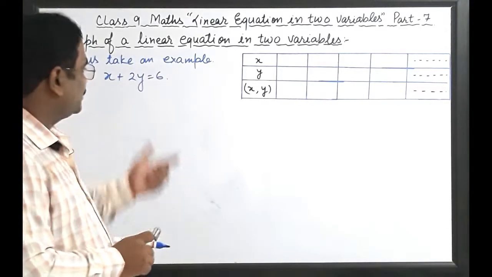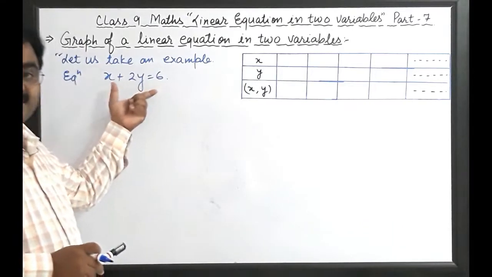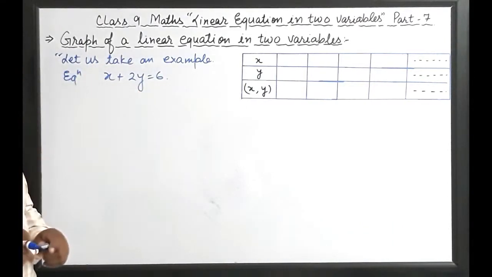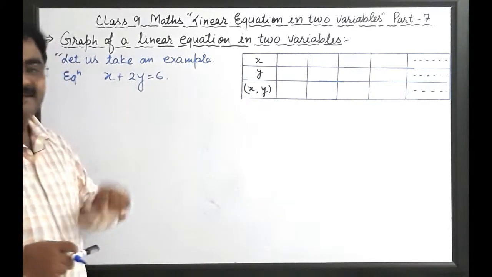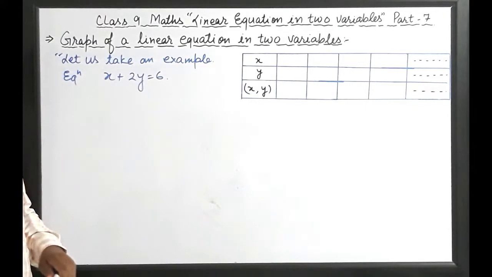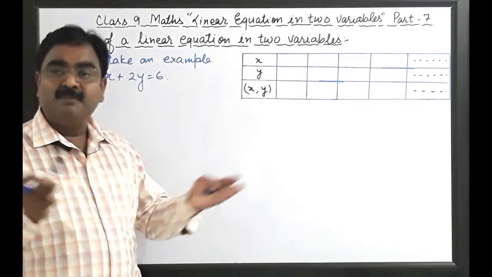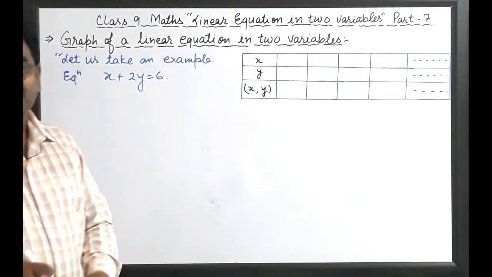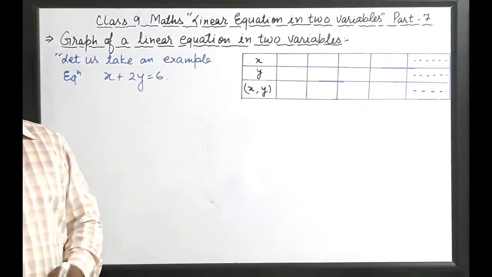This is the linear equation in two variables. As it is linear, why? Because the degree of both the variables is 1. That's why it is linear. And there are two variables x and y. That's why they are in two variables. So the combination of this gives you linear equation in two variables. Right children?